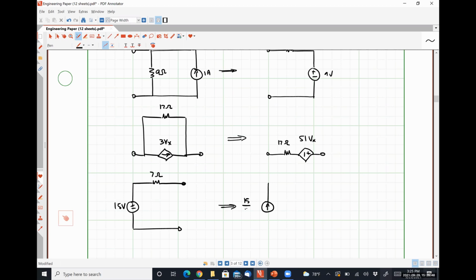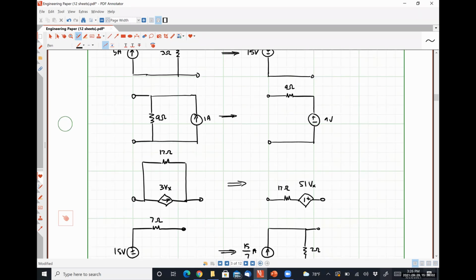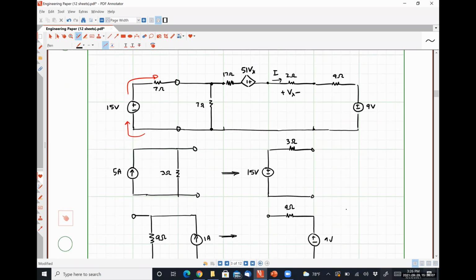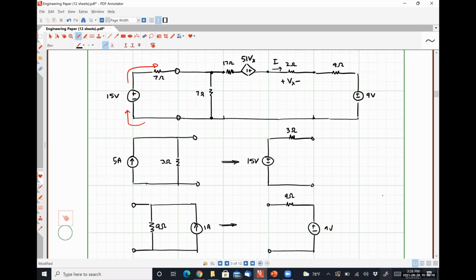a 15/7 of an amp source in parallel with a 7 ohm resistor. 7 ohms. Yeah, so I moved it over so I'd have more space to put my terminals, but that 7 ohm resistor was still in between the exact same 2 nodes. So moving it didn't have any effect on the configuration of the circuit.